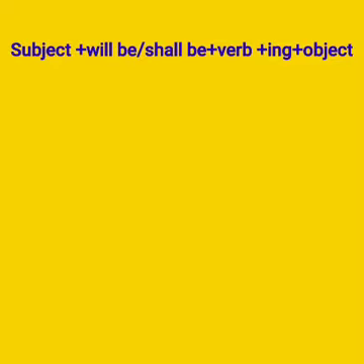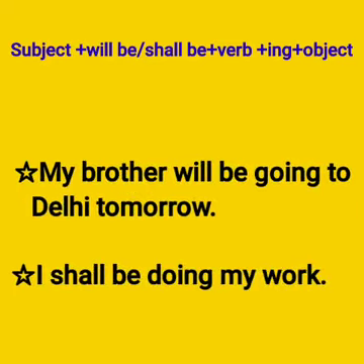Moving on to the formation of the future continuous tense. First comes the subject plus will be or shall be plus verb plus ing plus the object. One thing we have to keep in mind, that whether we use shall or will, it depends on the subject of the sentence. We always use ing with the present form of verb.